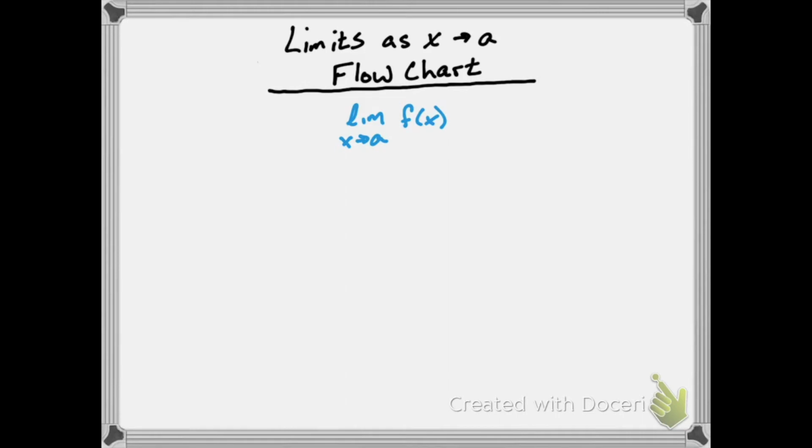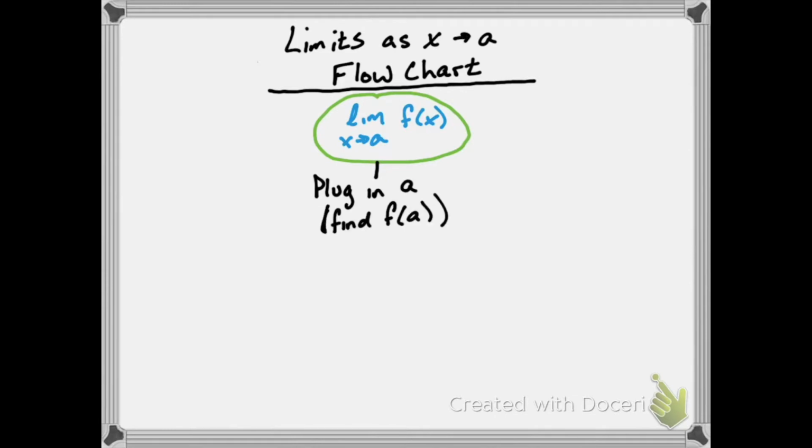Here's a flowchart for evaluating limits as x approaches a of f of x. First thing you're always going to do is plug in a, i.e. find f of a. There are essentially three different things that could happen.